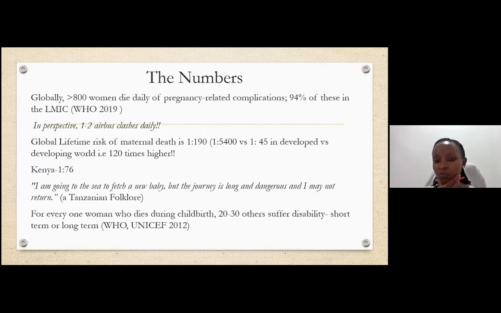And maternal mortality has been a historical issue. There used to be a folklore back in the day in Tanzania, where a woman who's going to deliver would tell the family that she's going to the sea to fetch a new baby, but the journey is long and dangerous and she may not return. But now in the 21st century, this is something that should change. So according to, again, data, WHO, UNICEF, for every one woman who dies, there are 20 or 30 others who suffer disability, either short-term or long-term.